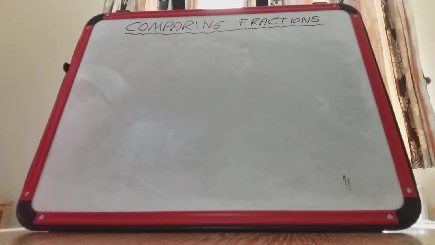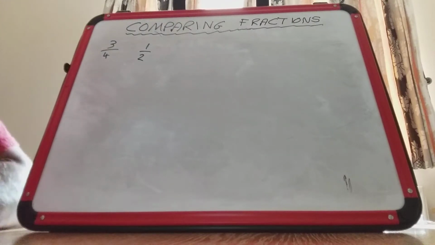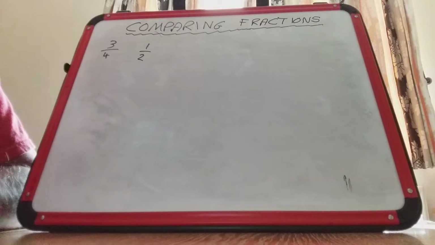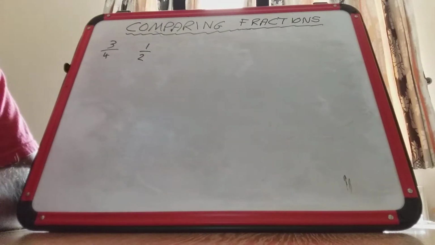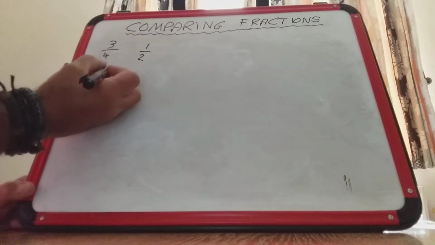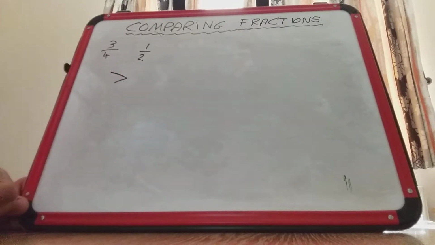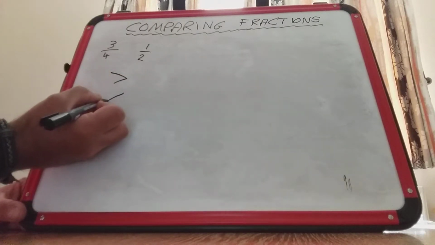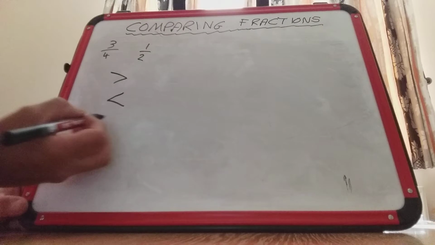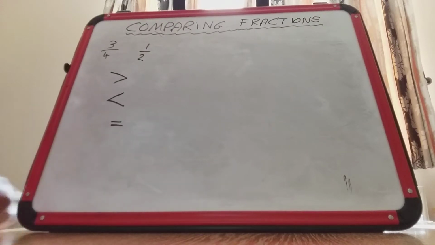And so we're now on to our next lesson, which is all about comparing fractions. When we compare fractions, or in fact when we compare anything, what we're actually doing is deciding: is something bigger than something else? Is something smaller than something else? Or is something equivalent to something else? So those are the three options that we're going to be looking at.